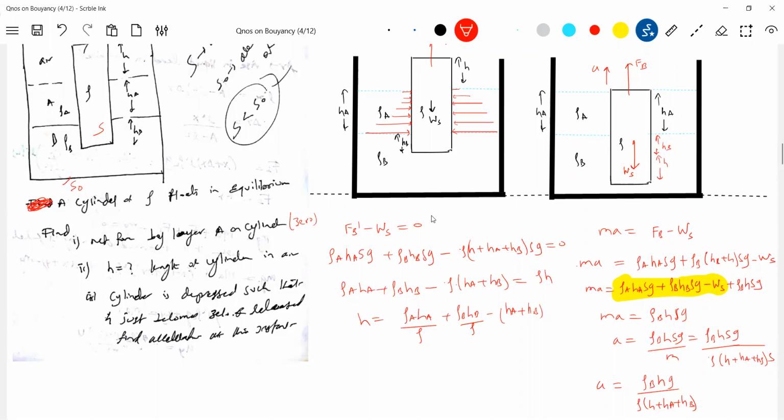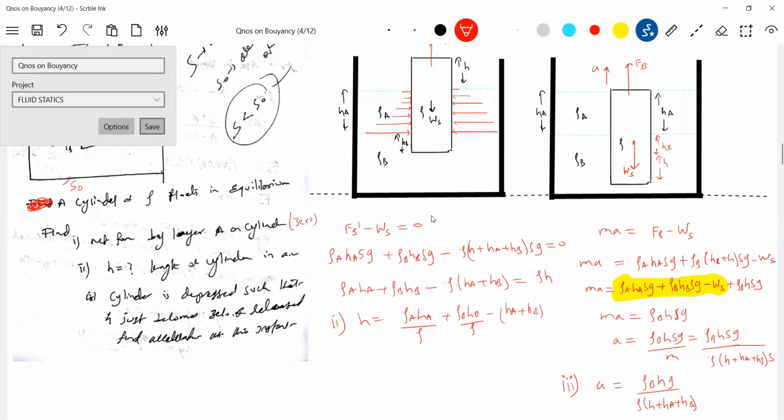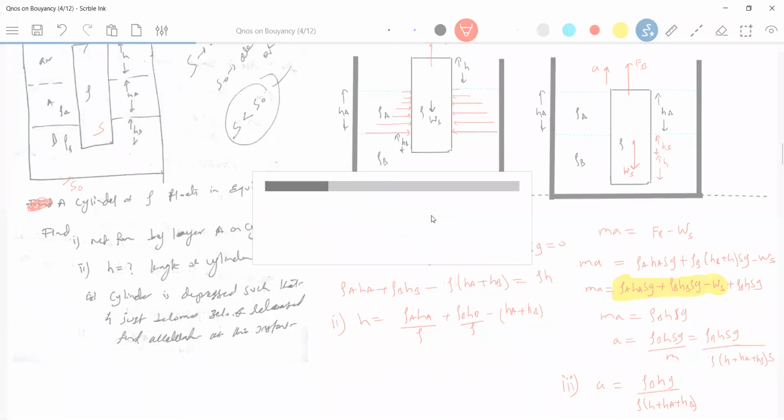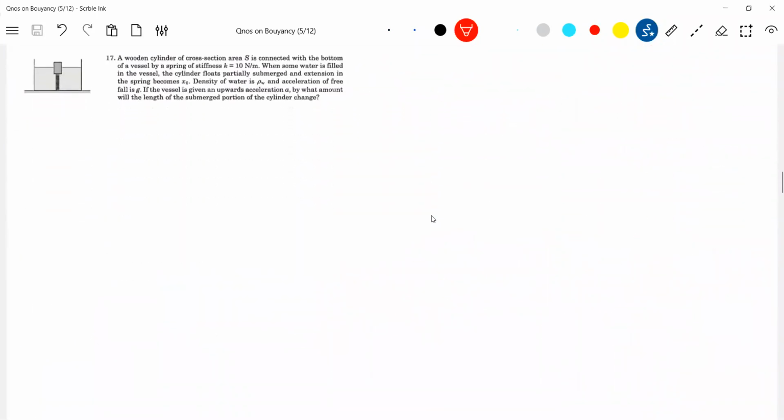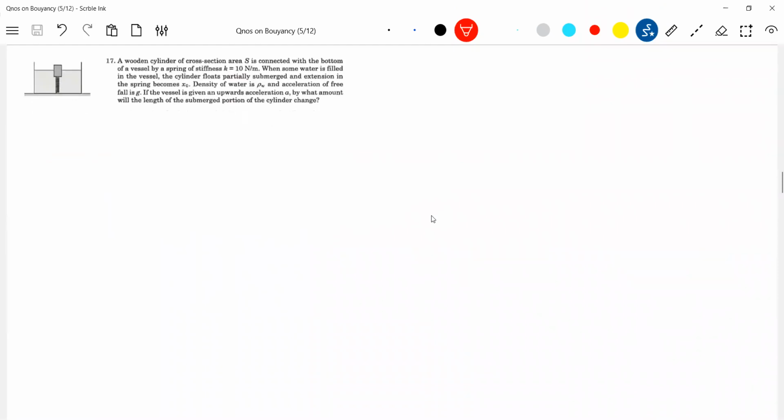H we have found out. This is, and this is the third one. Now some simple observations, nothing big. You have to stick to the basic things. Okay, let's take the next one. I read the question. It's there in Pathfinder.